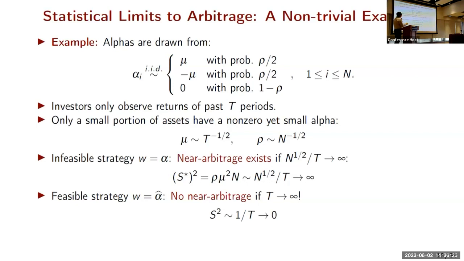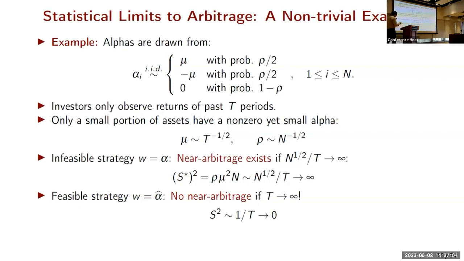Okay, so it has probability rho over 2 with a constant mu, probability rho over 2 with minus mu, and probability 1 minus rho with 0. This should remind you of the $1 picture that you have seen earlier in my talk, right? So mu is $1, and minus mu is actually $1, etc. The reason I like this distribution for alpha is that it's super insightful, in the sense that mu and rho exactly capture the strength of alpha and the sparsity of alpha, right? So I can actually study how the sparsity and strength of alpha affect the optimal Sharpe ratio we're going to talk about.